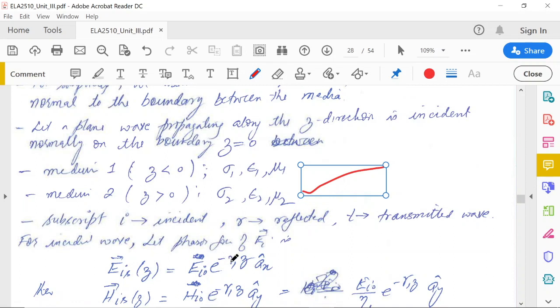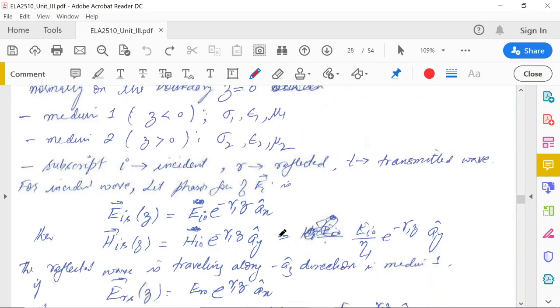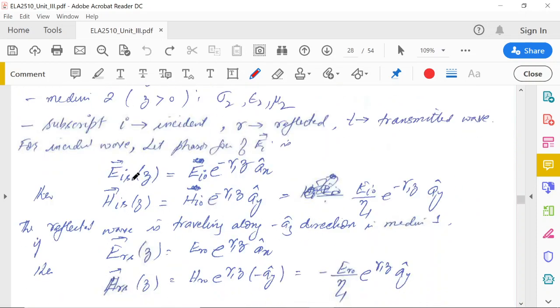Now we will start the analysis using the phasor form, which will be easier to understand and apply the boundary conditions. Here the incident electric field in phasor form will be EI, this is the magnitude, times e to the power minus gamma 1 z ax, where gamma is the propagation constant. Here gamma 1 equals alpha 1, the attenuation constant, plus j beta 1, the phase constant.